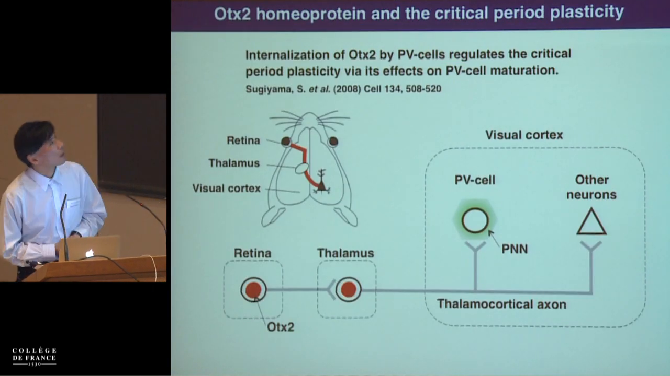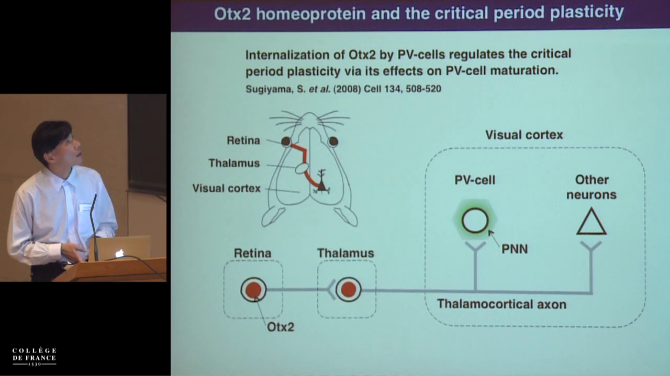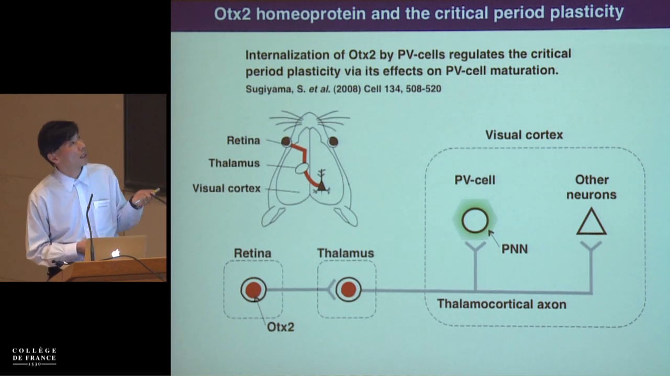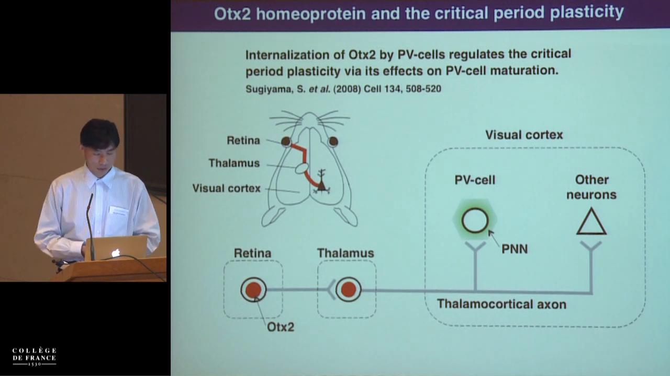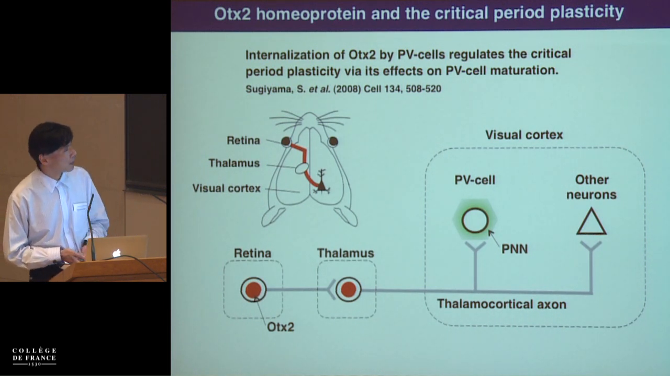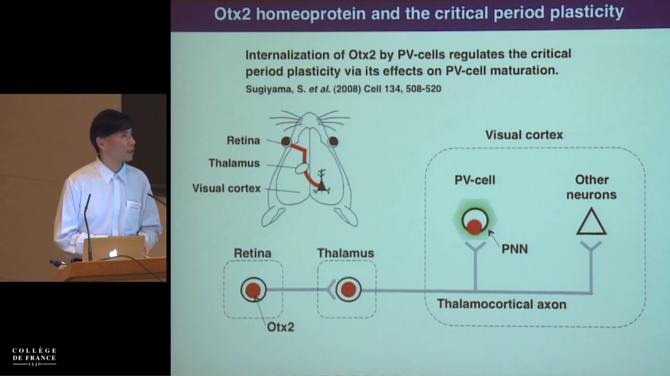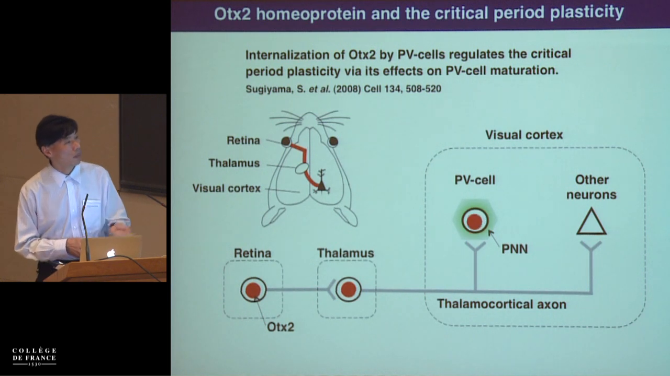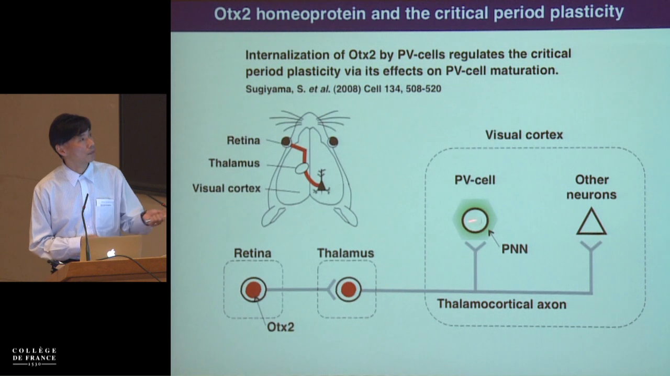In 2008, Takao's group, in collaboration with Alain, reported that internalization of OTX2 by PB cells regulates critical period plasticity via its effect on PB cell maturation. The OTX2 produced in the retina is transported to the visual cortex through thalamocortical axons and internalized by PB cells.